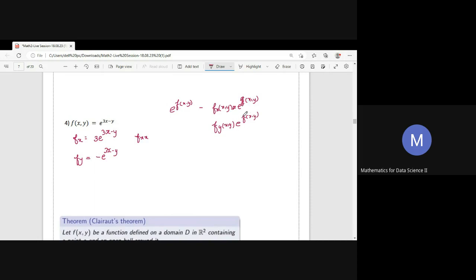Since f is already there, maybe I use g. So g with respect to y of x comma y. If 3x minus y is your g of x comma y, what is the derivative with respect to y? Minus 1. Got it? Okay, yes, ma'am. Okay. Sorry for writing in this way. So here, let's say g of x comma y. Then here it is gx, and here also it is gy.